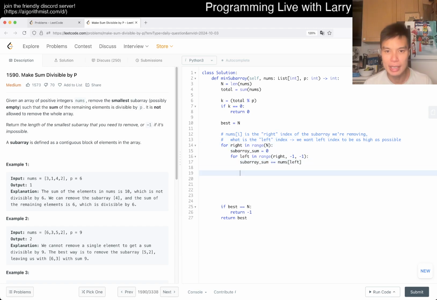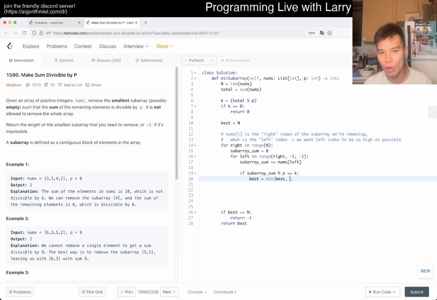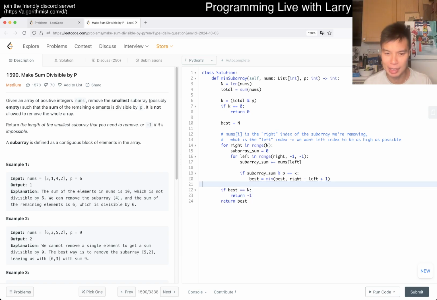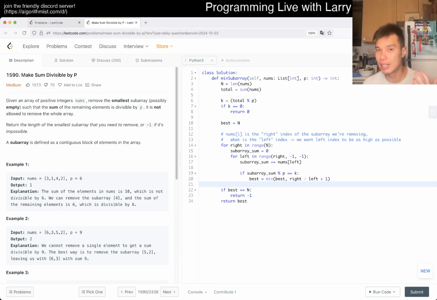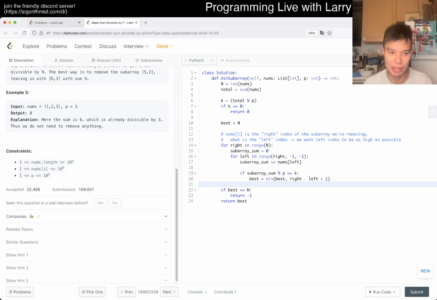And then now if subarray sum mod p is equal to k, that means that removing this will take k out of the total, so this is a possible answer. So then best is equal to min of best and right minus left plus 1, right? And this should be good. I mean, it's going to be too slow, like I said, because it's n squared. It will definitely time out if we try to submit it, because n squared is way too slow.